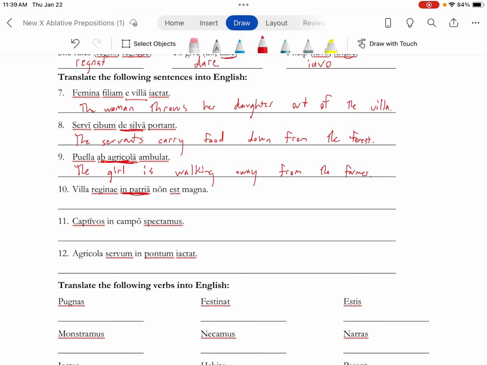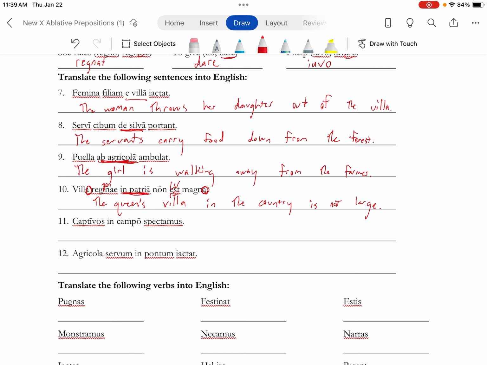Villa reginae in patria non est magna. Est is a linking verb, so equal sign. So the A here is matching with the A here. Reginae is going to be genitive. The queen's villa in the country, in patria. Non est magna is not large.